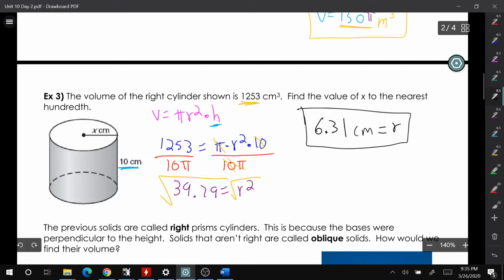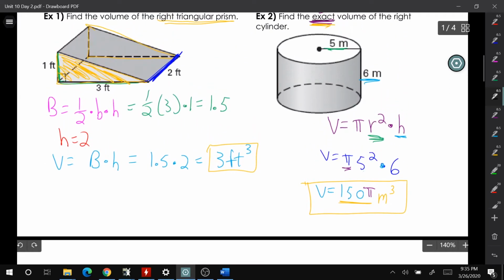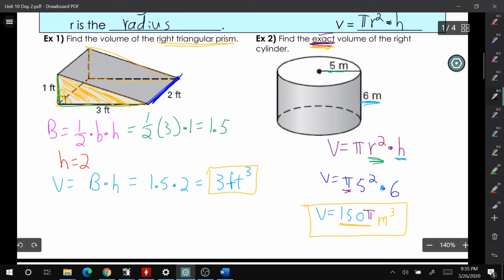Okay, so hopefully these 3 examples weren't too much of a stretch. Maybe it was. Okay, now that I've seen it again, I remember from middle school kind of what we're talking about. Just remember to know where your bases are for your prisms.